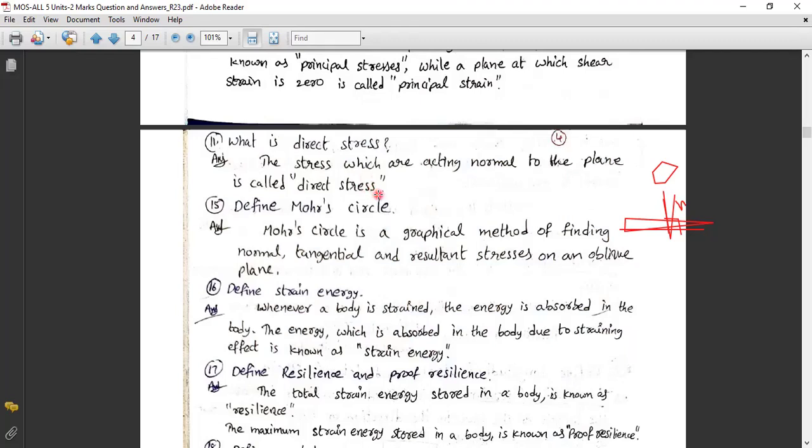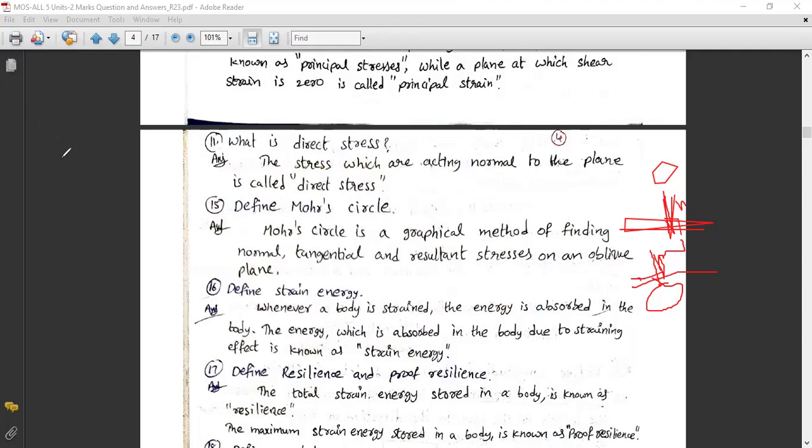What is a direct stressor? Direct stresses are nothing but the stresses which are acting normal to the plane. So here I am taking the normal, at 90 degrees. If you are taking a circle, this is a tangential force, this is a normal force N, and this is a T force, meaning a tangential force. So always this normal force you can take. This is a direct force acting here. The stresses which are acting normal to the plane are called direct stresses.